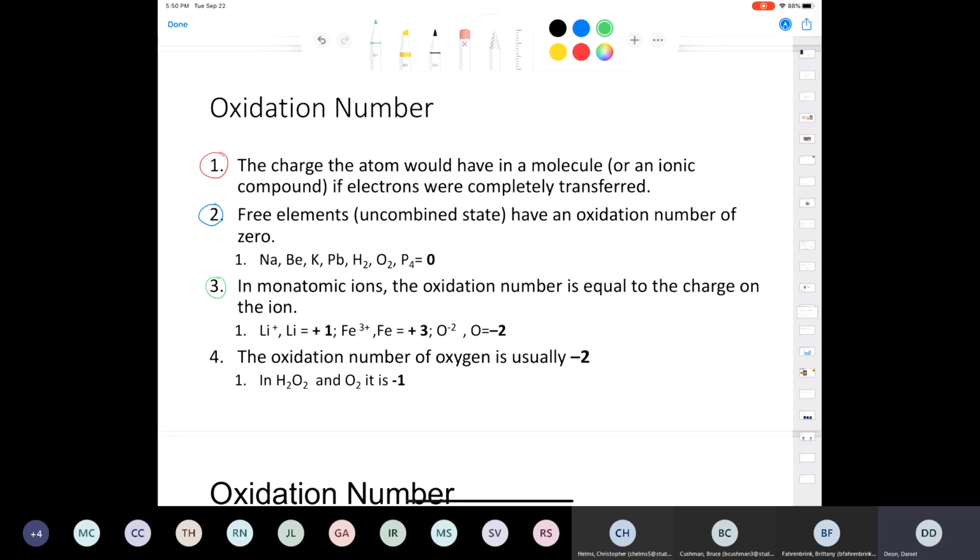The next one is kind of a funny rule because students usually don't like rules that say things like usually. But the oxidation number of oxygen is usually going to be -2. There are a few exceptions to that, like superoxides, but I'll get to that in a second. One of the exceptions is right here. This is H2O2, which is hydrogen peroxide. I don't know why it says O2, that's not right. Anyhow, we'll just put it as H2O2. It's -1. So that's an exception.